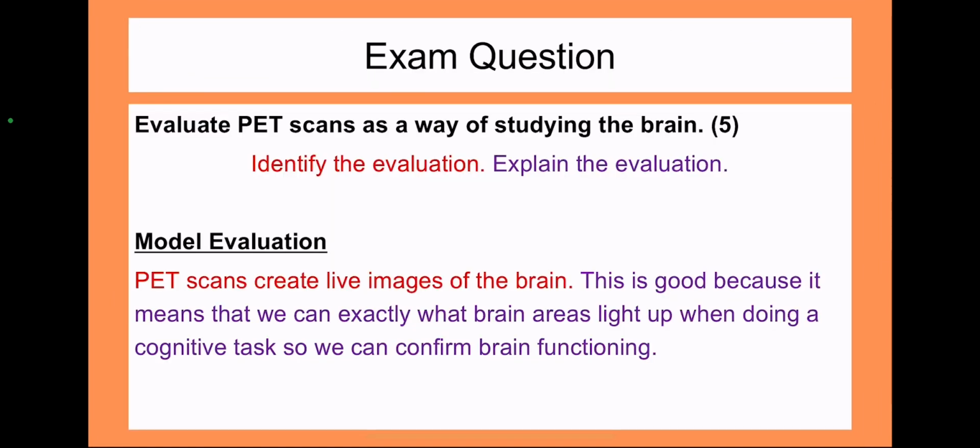Again, evaluating, remember the two-step evaluation process. Something like PET scans create live images of the brain. Excellent. Now tell me why this is an evaluation. This is good because it means that we can see exactly what brain areas light up when doing a cognitive task, so we can confirm brain functioning.